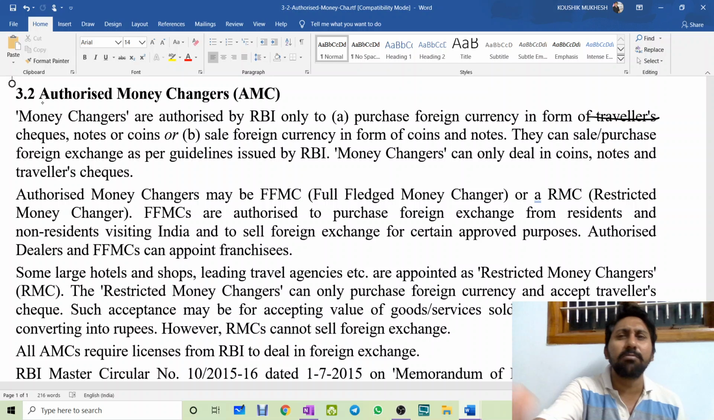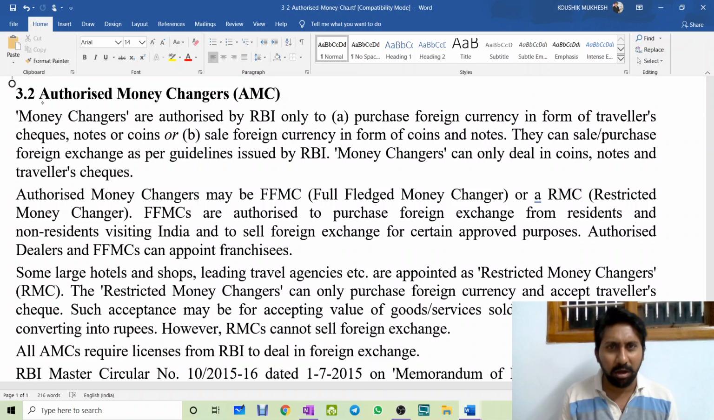I want to purchase immovable property outside India. Money should go or not? That money I can't transfer through these people because these are only changing money. Give rupees and take foreign currency, or give foreign currency and take rupees back. So they can sell or purchase foreign exchange.